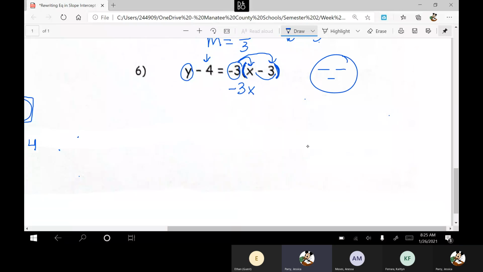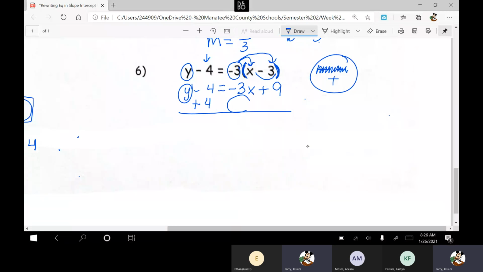Negative times a negative is positive, and then 3 times 3 is 9. And then just copy down the rest of the problem, the y minus 4. Now that we got rid of the parentheses on the right side, now we can help isolate that variable y. Let's get rid of that negative 4. The opposite of negative 4 is positive 4, or add 4 to both sides.